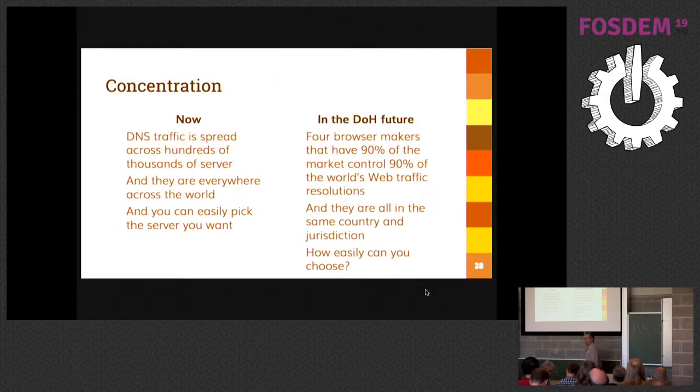Well, first, the thing that would happen is concentration. And this is really the problem, in my opinion. Currently, the DNS traffic is spread across hundreds of thousands of servers around the world. Now, if the browsers start doing this on their own, over 90% of the world is using four browsers, by four companies, so Apple, Microsoft, Mozilla, and Google, and they are all in the same country. Also, currently you can still pick pretty easily. So you have a choice, with some problems, but you have it. And in the future, it's unclear how much choice you will actually have if you don't like this.